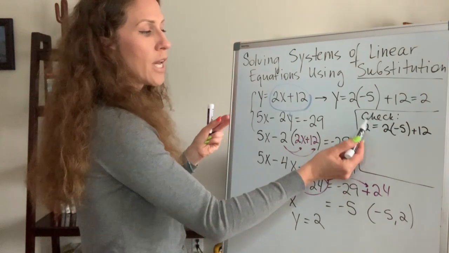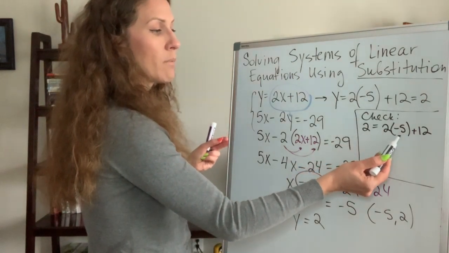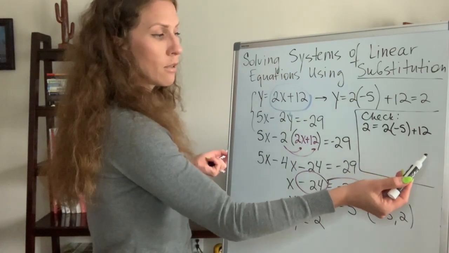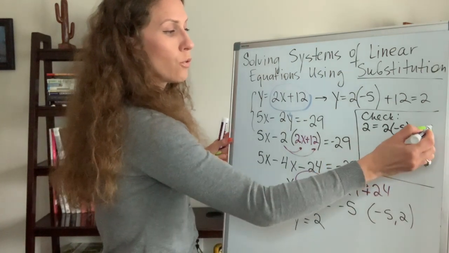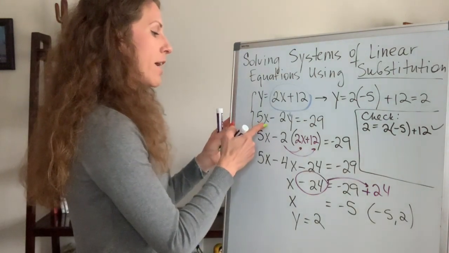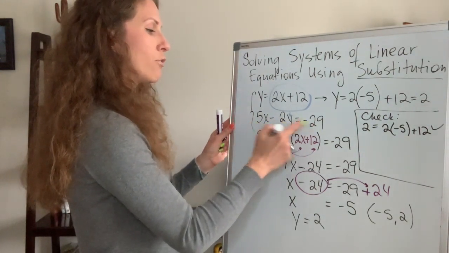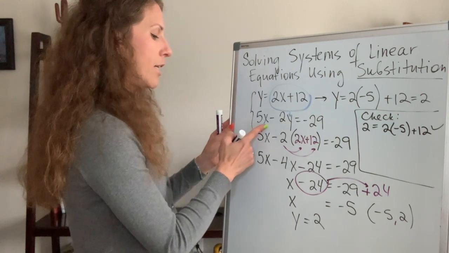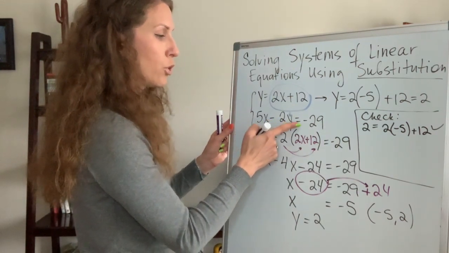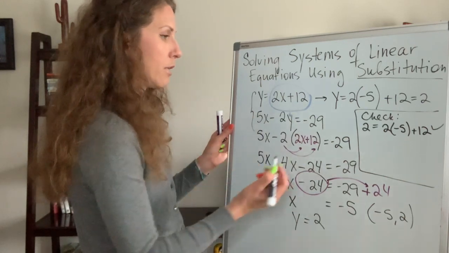Well, on the left side I have a 2. On the right side it's 2 times -5, which is -10, plus 12, that's 2. So 2 equals 2. This one works. Now let's check the second one. So instead of 5x minus 2y equals -29, I will have 5 times -5 minus 2 times 2, because y was 2, equals -29. Let's see if this works.